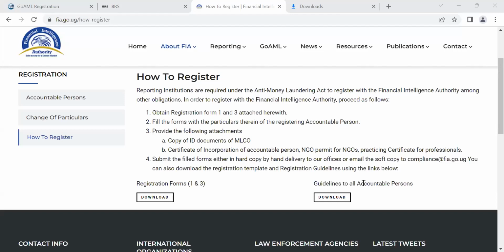Do you have to read me through your website so that I can access Form 1 and 3? Just go to Google, put in FIA Uganda, and it will bring up the website. Thank you. All right, let me go through the questions.